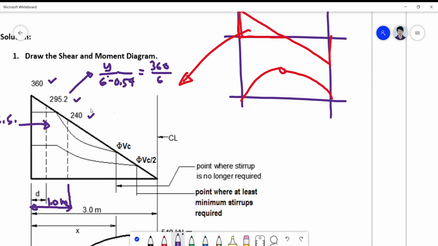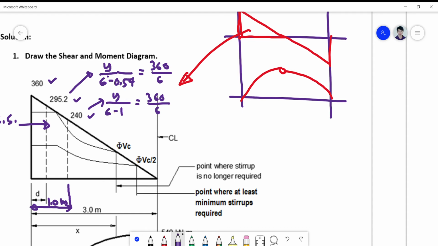In order to solve for this other value, you make a proportion: y over 6 minus 1 equals 360 over 6. So you just make use of a proportion by means of a triangle. You get y is equal to 240. So these are the requirements brought up in the problem, for your Vc and Vc over 2, which answers your letter C and letter D later.